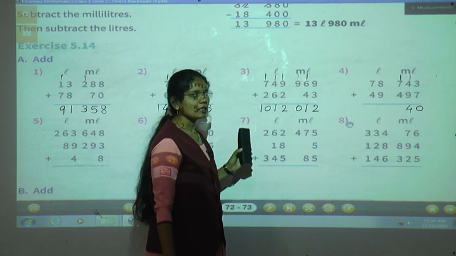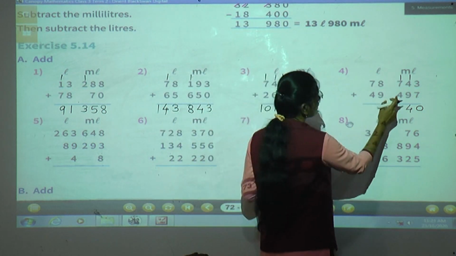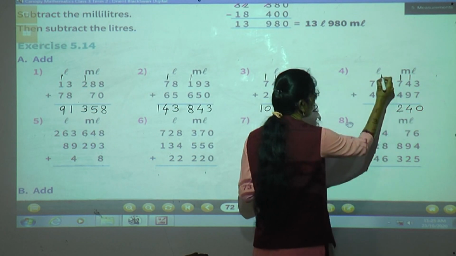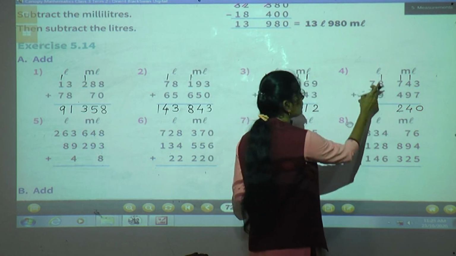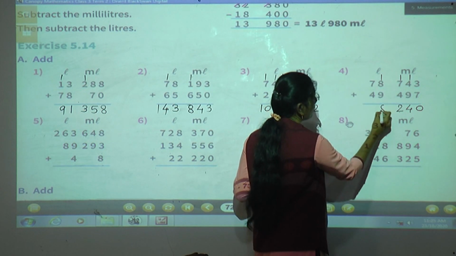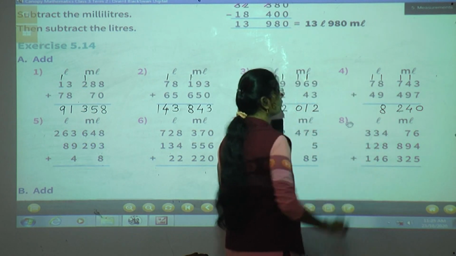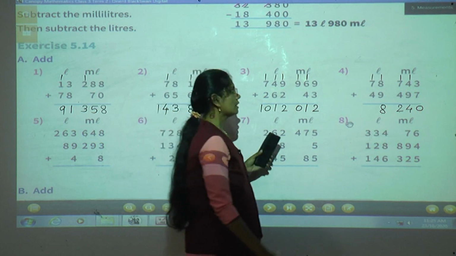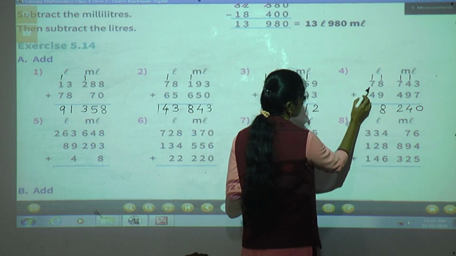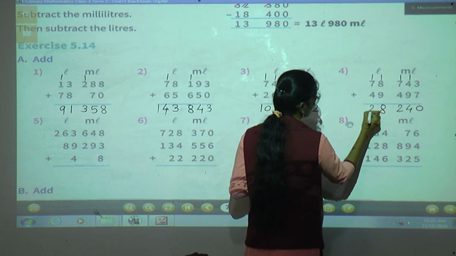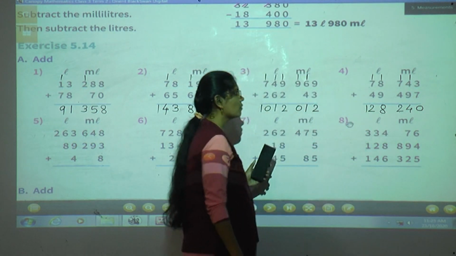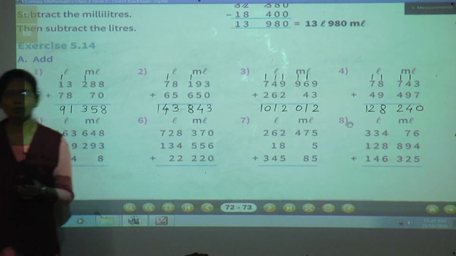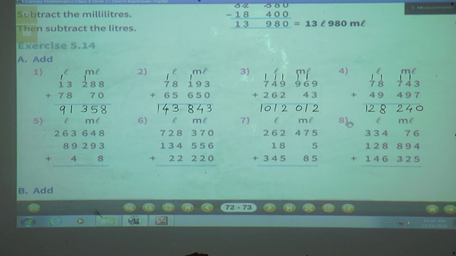Then 1 plus 7, 8. 8 plus 4, 12. So we will write here 2 and 1 carry. Then 1 plus 8, 9. 9 plus 9, 18. So write here 8 and we will give 1 as a carry. Then see this column, 1 plus 7, 8. 8 plus 4, 12. So the answer is 128 liter, 240 milliliter. Next, see the fifth one.